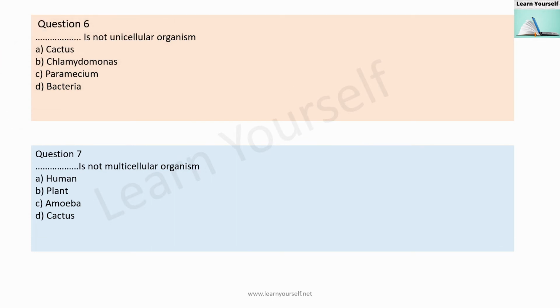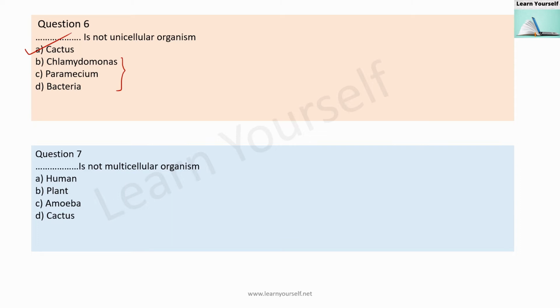Question number 6, which is not a unicellular organism: cactus, Chlamydomonas, Paramecium and bacteria. Chlamydomonas, Paramecium and bacteria are unicellular organisms, whereas cactus is a plant and it is not a unicellular organism.